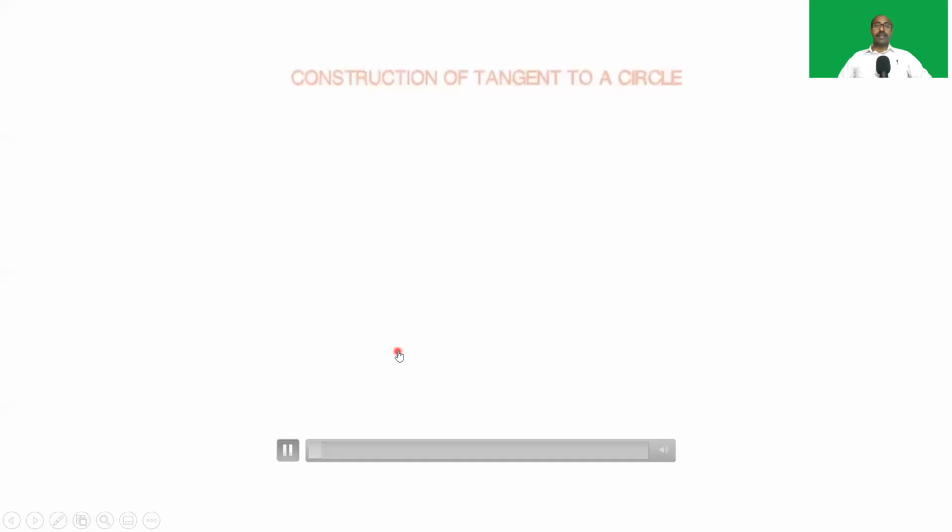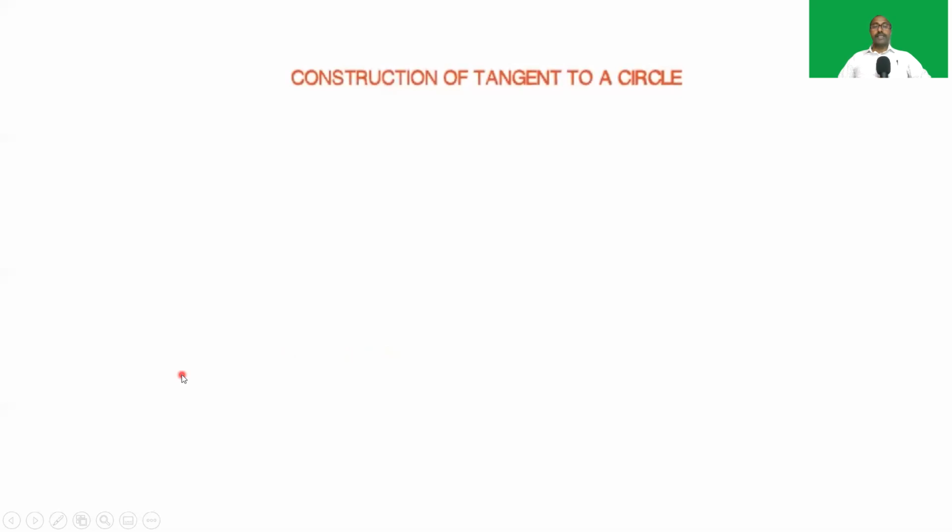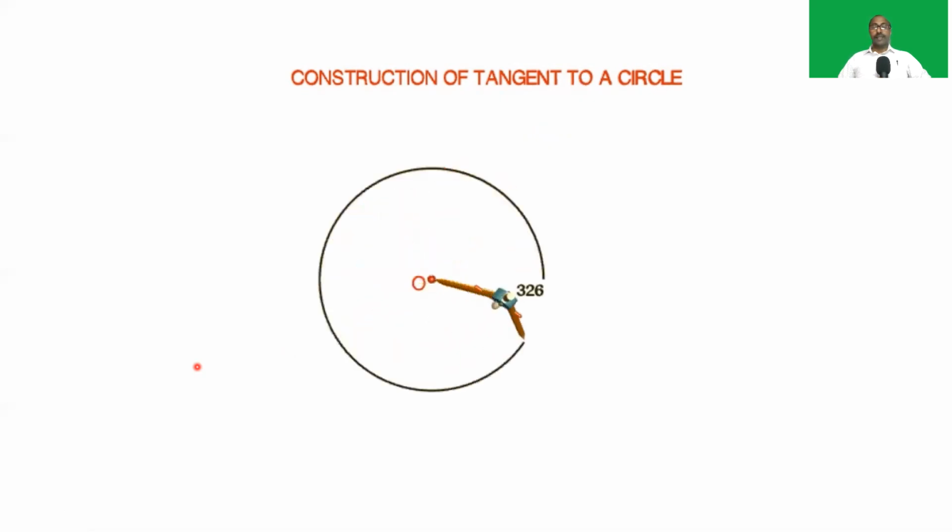And now let us see how to construct a tangent to a circle. So first take a circle with center O like this. Here I am locating the point O and draw a circle using protractor and take a point P on the circle and then join O and P.